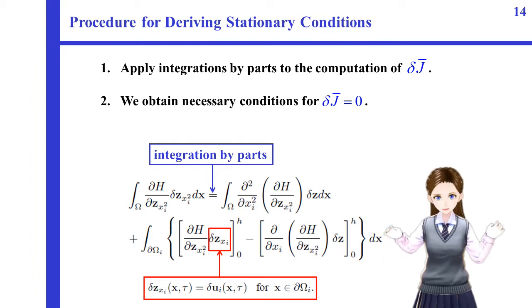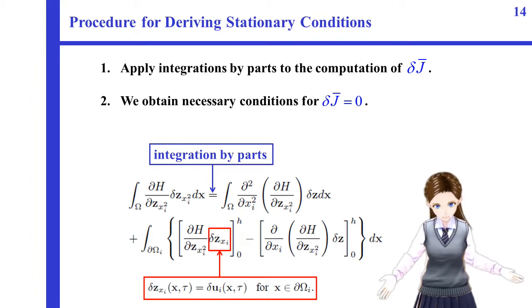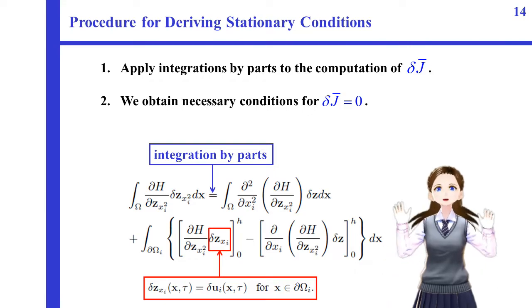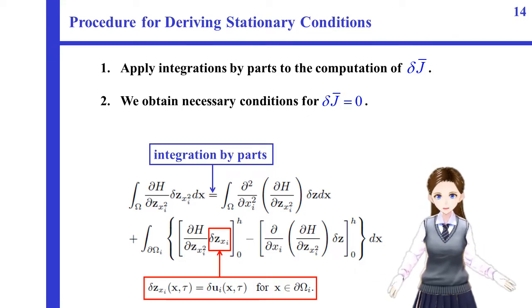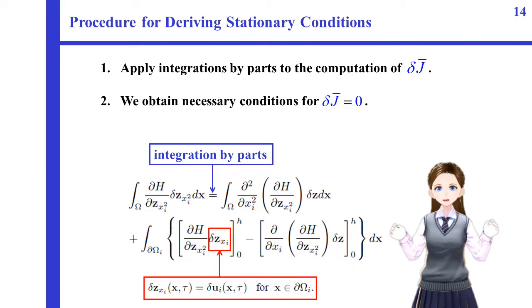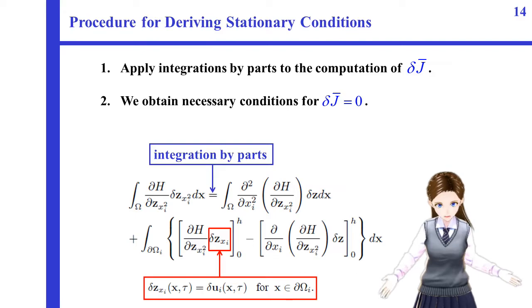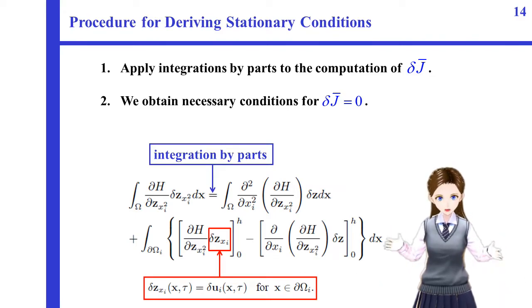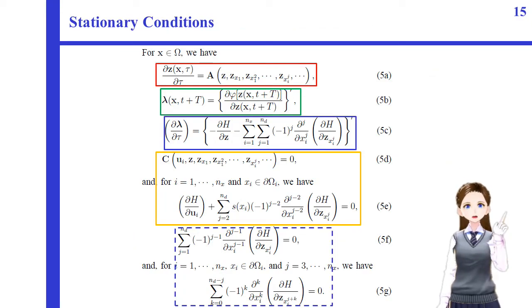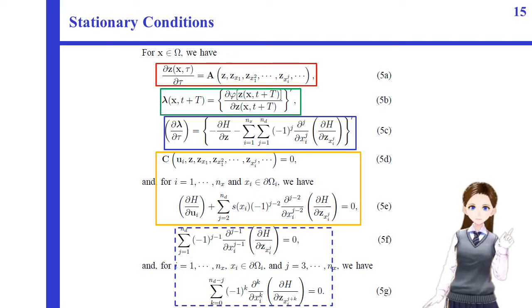This is a simple example of integration by parts that can be applied to the computation of the variation in J. From boundary conditions, we have this relation. Then, we can substitute this relation into this term. Applying similar calculations, we can analytically derive the exact stationary conditions for J bar to be minimized, as shown in the next slide. So, the subsequent discussion is how to solve these conditions. Generally speaking, it is impossible to find analytical solutions of these conditions. Then, we need to develop a fast numerical algorithm for solving these conditions.